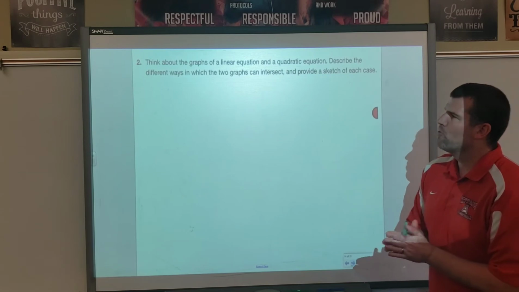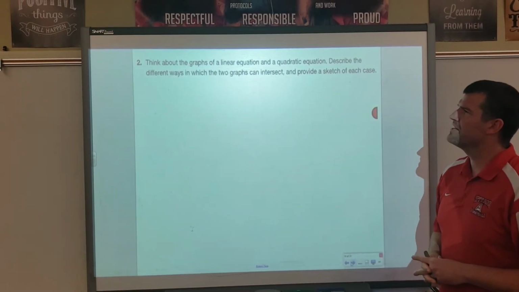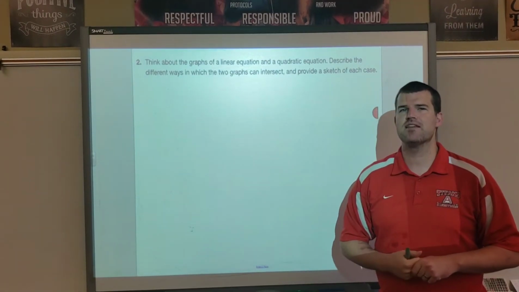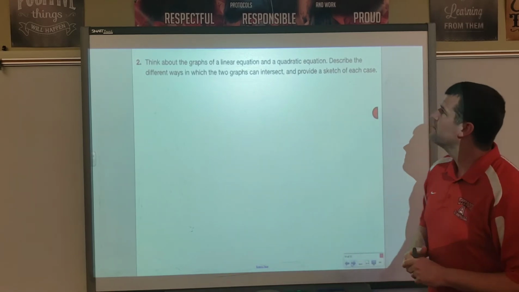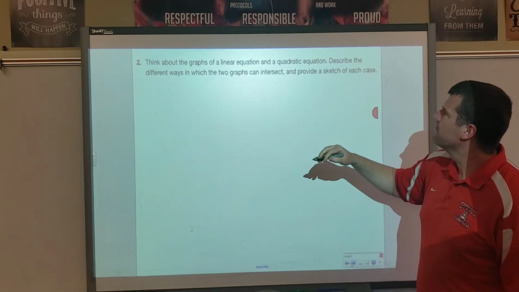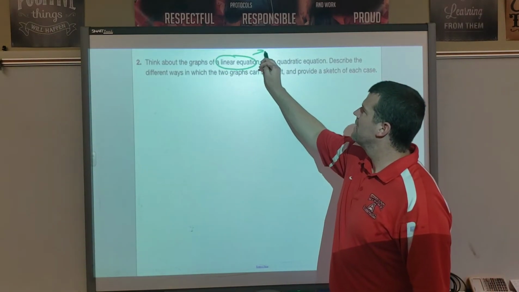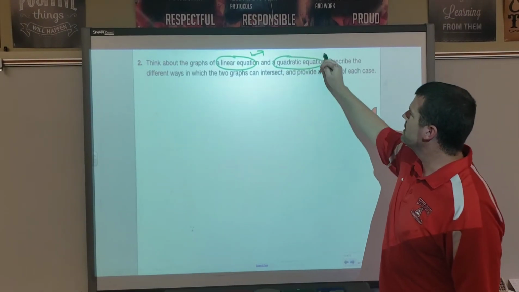All right, before we solve a couple more, I just want to go over this page, which is about how many possible solutions we can get when we have one linear equation and one quadratic. So again, as a reminder, a linear equation is going to be a line, and a quadratic equation is going to be a U.